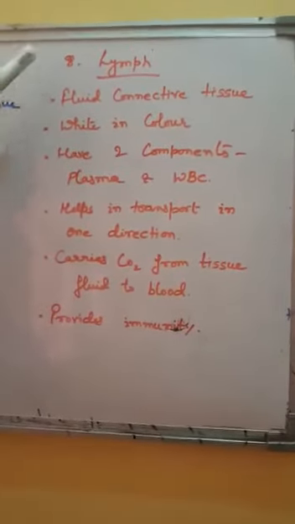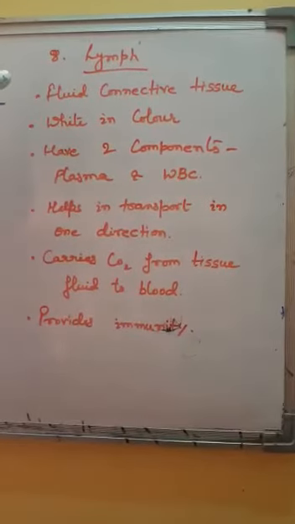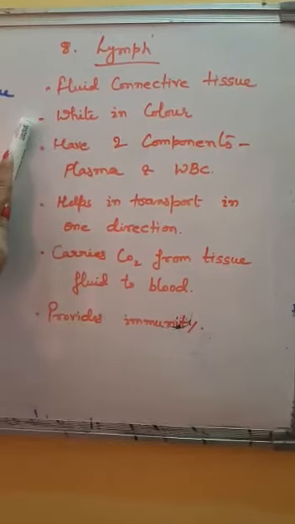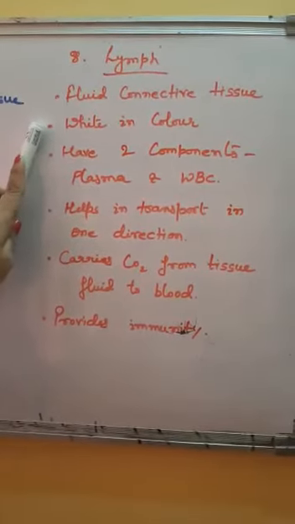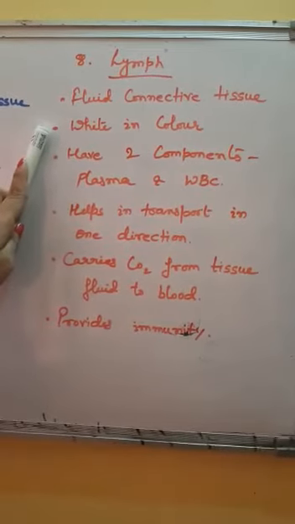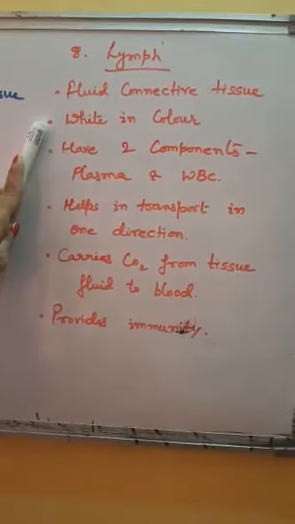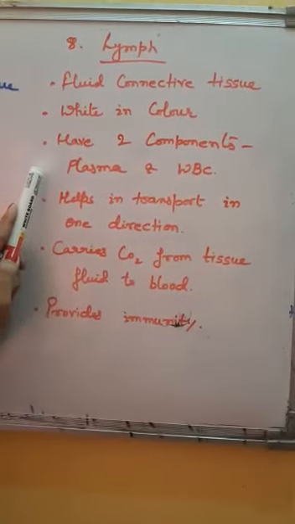Lymph is also a fluid connective tissue. It is in liquid state. It is white in color because it lacks hemoglobin. It lacks RBC, so it is white in color. It has two components, plasma and WBC.